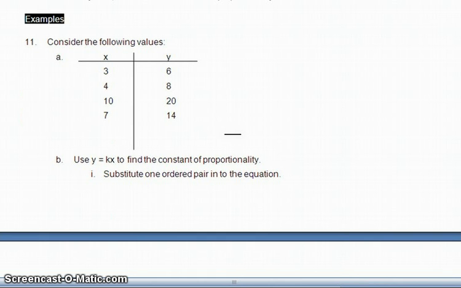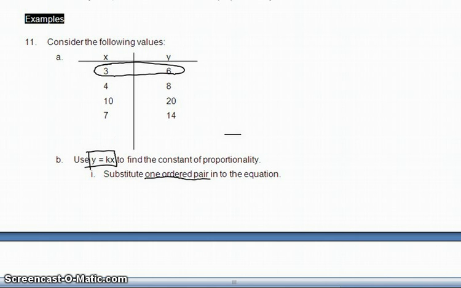All right, let's look at an example. Here we're given some x and y values, and we're going to need to determine if indeed it is a direct variation, and if so, what is that constant of proportionality? So we're going to use our equation y equals kx to find out what that constant is, and to do that we're going to substitute an ordered pair into the equation. And if we remember, an ordered pair is just the x and y values that are connected through the equation.